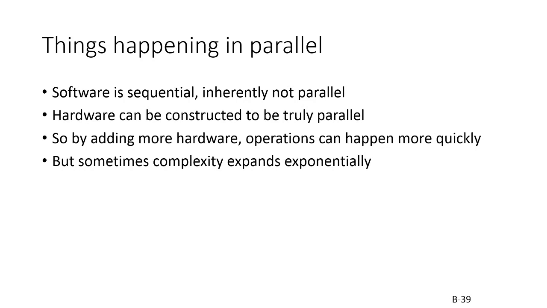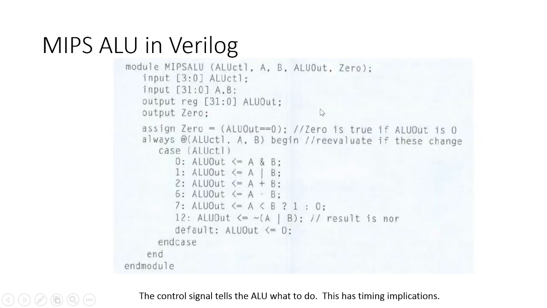So this is kind of what I just talked about. Software is sequential, inherently not parallel, but hardware can be constructed to be truly parallel. For example, this MIPS ALU encoded in Verilog. This is all built out, for lack of better words, simultaneously. So even though it's written like this, because of this always at, and you can see this type of assign statement, these values are immediately available.